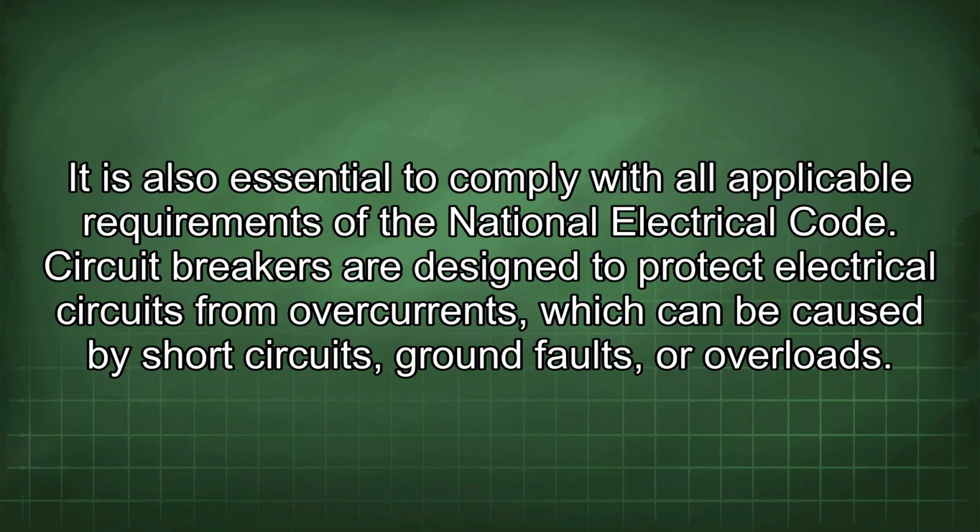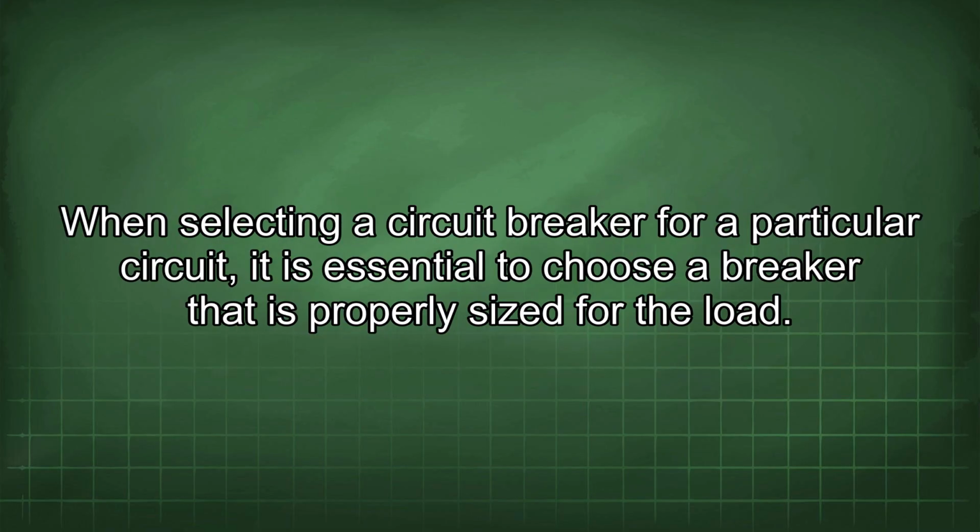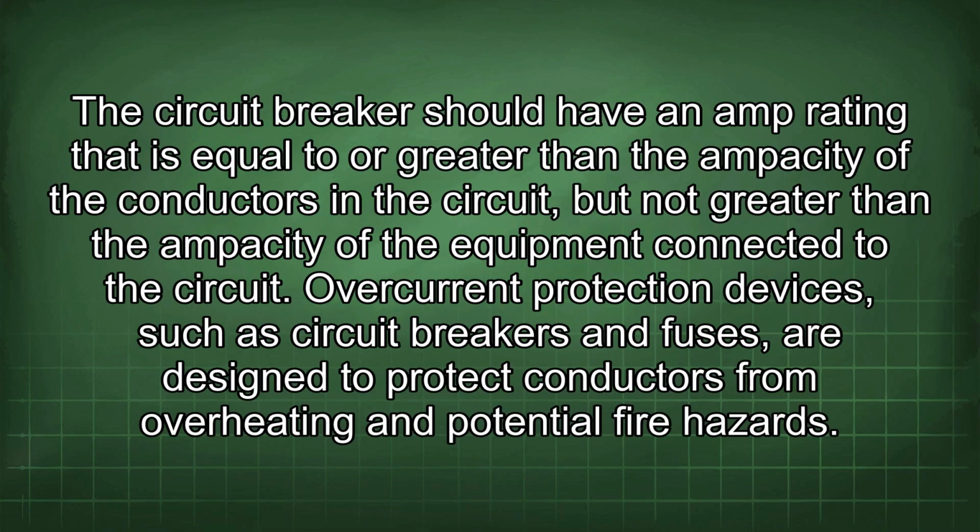Circuit breakers are designed to protect electrical circuits from overcurrents, which can be caused by short circuits, ground faults, or overloads. When an overcurrent occurs, the circuit breaker trips, interrupting the flow of electricity and preventing damage to the wiring and equipment. Circuit breakers are rated in amps, which indicates the amount of current they can carry before tripping. When selecting a circuit breaker for a particular circuit, it is essential to choose a breaker that is properly sized for the load. The circuit breaker should have an amp rating that is equal to or greater than the ampacity of the conductors in the circuit, but not greater than the ampacity of the equipment connected to the circuit.